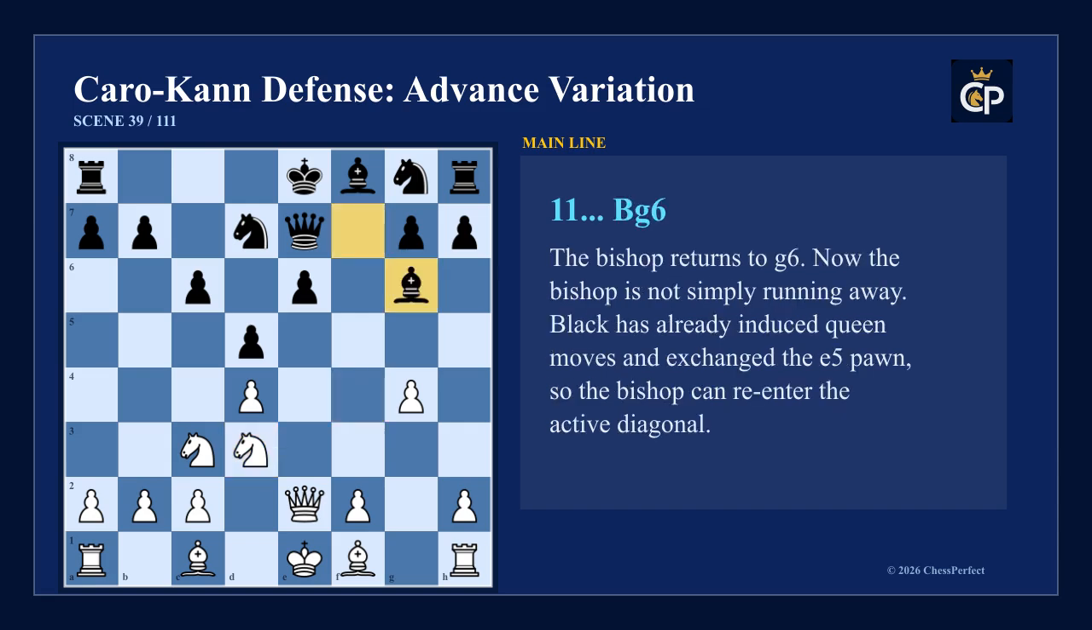Bishop g6. The bishop returns to g6. Now the bishop is not simply running away. Black has already induced queen moves and exchanged the e5 pawn, so the bishop can re-enter the active diagonal.